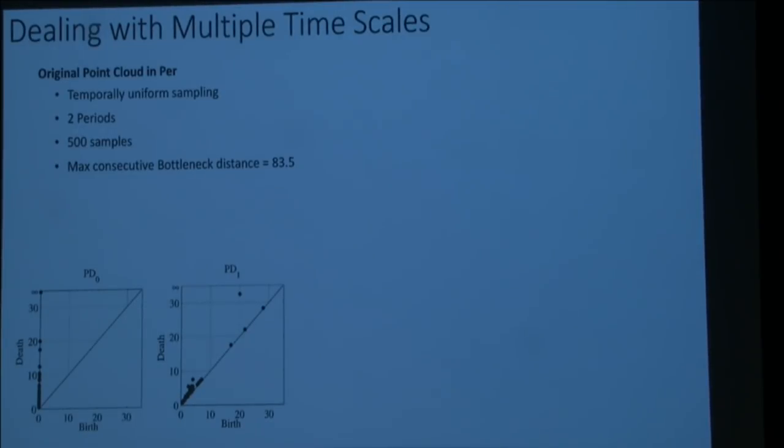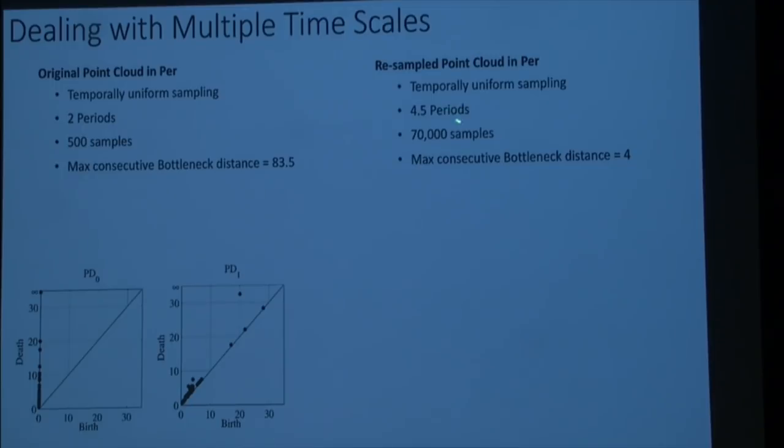So what did we end up doing? This is our original setup. We kept uniform sampling, but we went over more periods and then just went crazy with the number of sample points. So we started with only 500 samples. Now we have 70,000 sample points. So 70,000 different images we're going to process. But our maximum consecutive bottleneck distance between persistence diagrams has dropped from 83 down to 4. So we know we've got some really good sampling now.